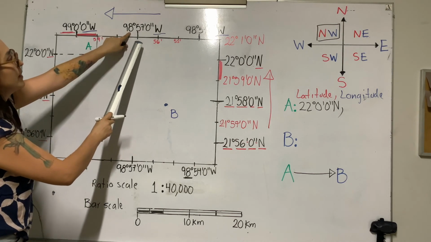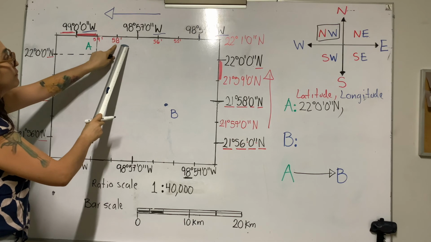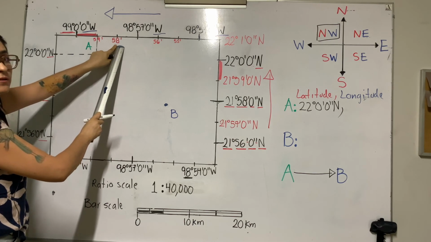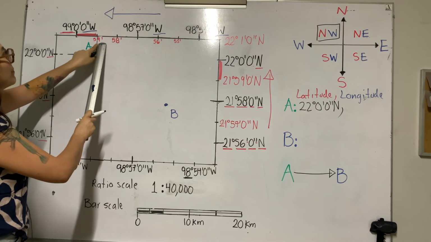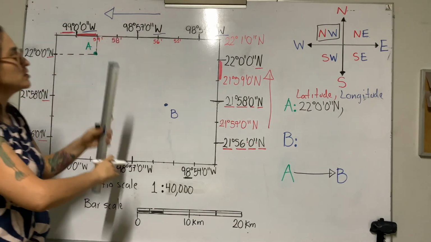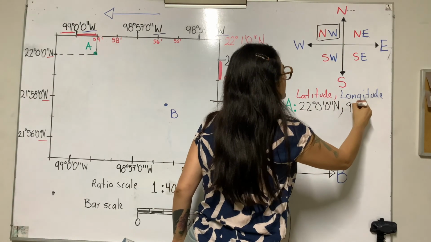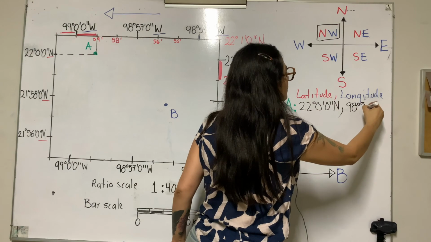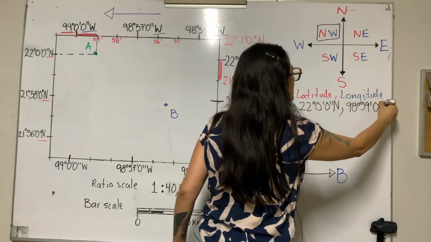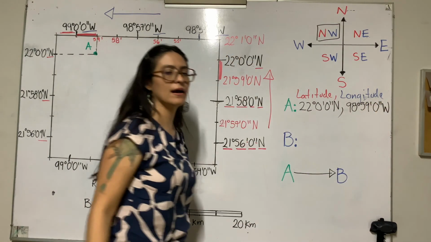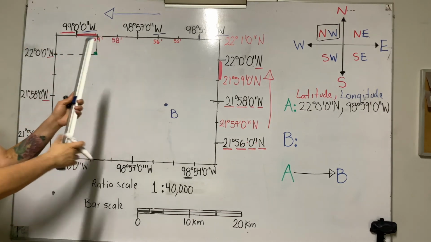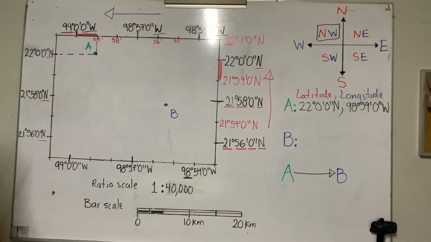I'm in the 98 degrees, 58 minutes. No, I'm in the 59. So 98 degrees, 59 minutes, 0 seconds, going west. I have my coordinate, I crossed my coordinate. So I'm in that specific point.